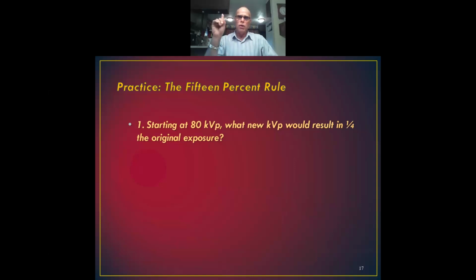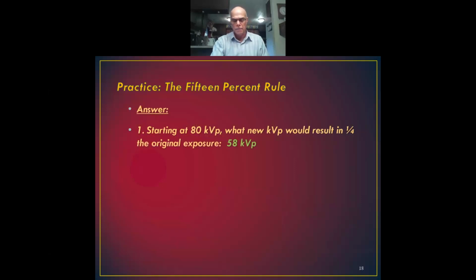Do it one more time because we're wanting a fourth. So that's 2 halves, right? 2 halves equal 1/4. So now we're going to step it down again. We're at 68. 15% of that is roughly 10. So we're going to take 10 from the 68, and your answer should come out to be 58.